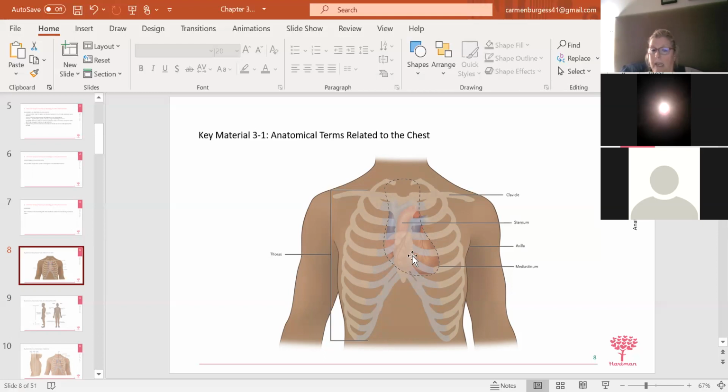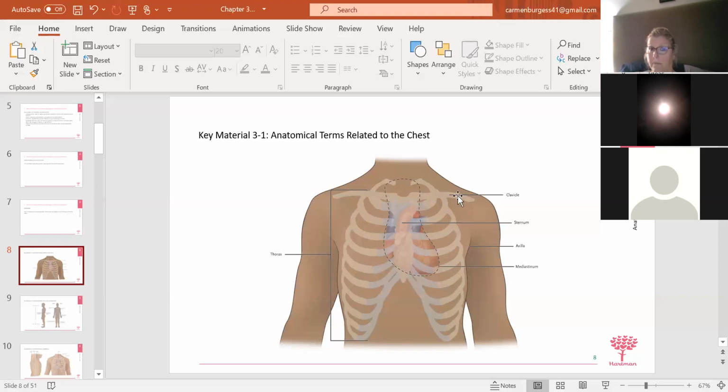You're going to hear mediastinum, which is this central part of your chest, the thoracic cavity, and it's where the heart is located. So if somebody asks you where the heart is located, it's inside the thoracic cavity, but it's also inside the mediastinum. So it's a box within a box. You have the thoracic cavity, and inside that is where the mediastinum is, where the heart is.